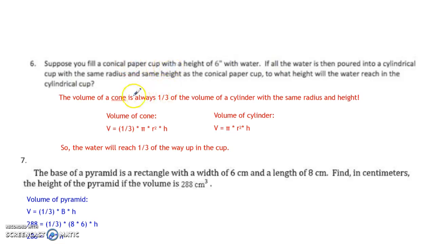For question number 6, this was a conceptual question. It asks us about the volume of a cone versus the volume of a cylinder. A cone is always a third of the volume of a cylinder, and here's the proof. The volume formula for a cone is exactly the same as the volume formula for a cylinder, except the cone's got this 1/3 in it, and the cylinder does not. So the water will reach a third of the way up in the cup.